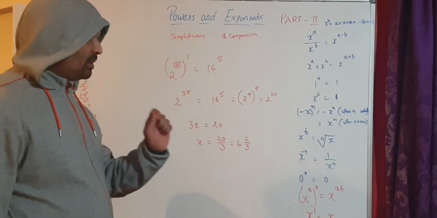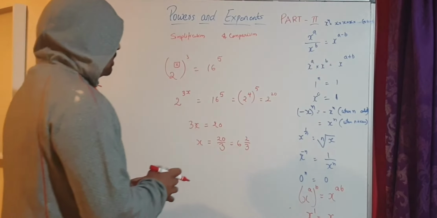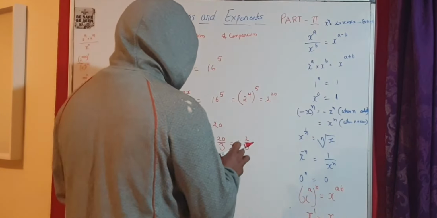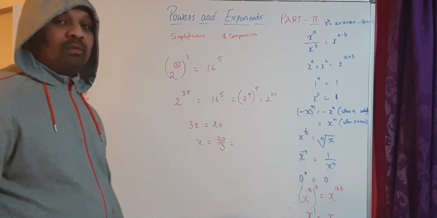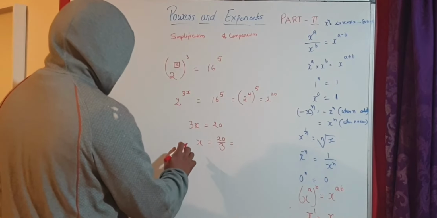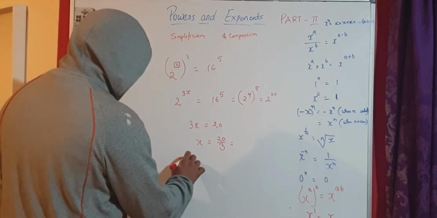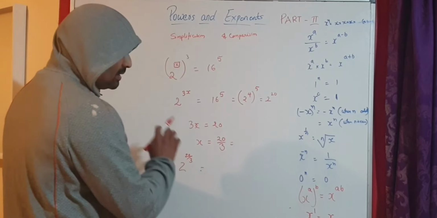Nth root of x. It can be in mixed fraction, there's no doubt about it. We're dealing with the powers and indices, but the base can be in fractional form or the power can be in fractional form. Say for example, if something is written like 2 to the power of 20 by 3, how are you going to write it?